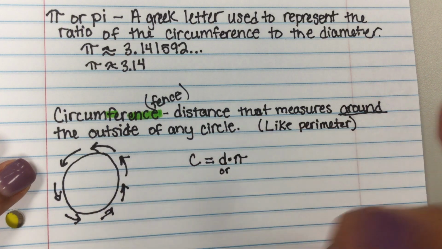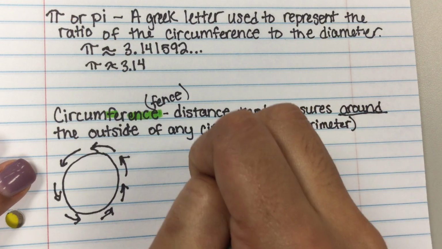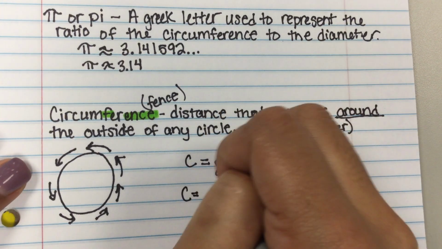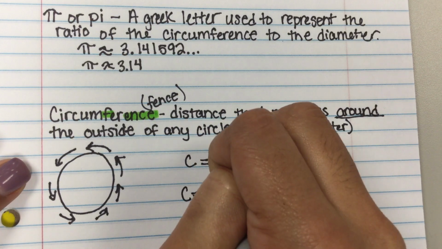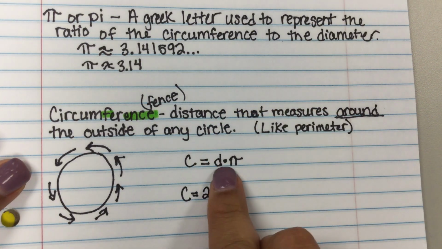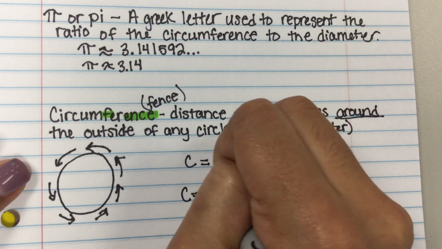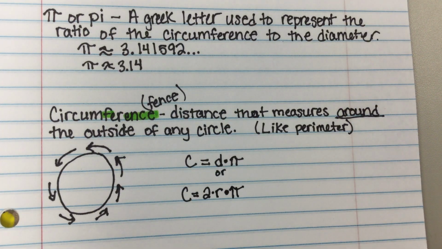Or if you're given half, you're going to have to multiply that radius by 2, so it's helpful to just go ahead and have a formula for that. So 2 times whatever your radius is, that'll give you your diameter, and then you can multiply that by pi to get your circumference.